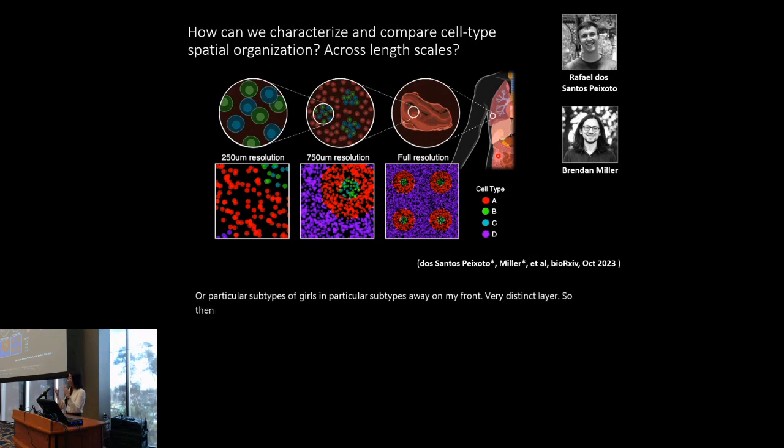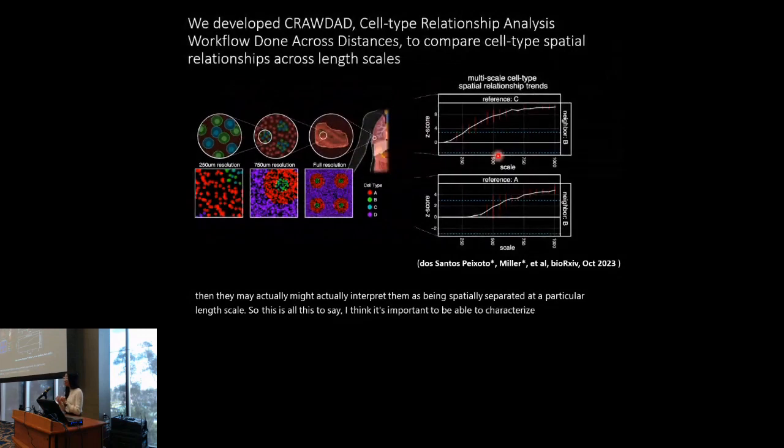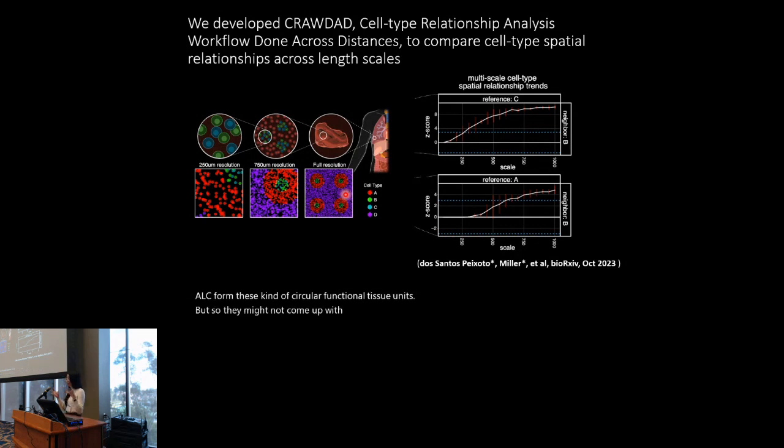So then you might actually interpret them as being spatially separated at a particular length scale. So this is all just to say I think it's important to be able to characterize these colocalization patterns at different length scales, which we show here using a simulation. I hope you can appreciate that, for example, cell types B and C, the green and blue cells, are intermixed with each other, so they colocalize at a very fine length scale, whereas cell types A and C form these circular functional tissue units. So they might not colocalize at a fine scale, but they do eventually colocalize at this coarser tissue scale resolution.